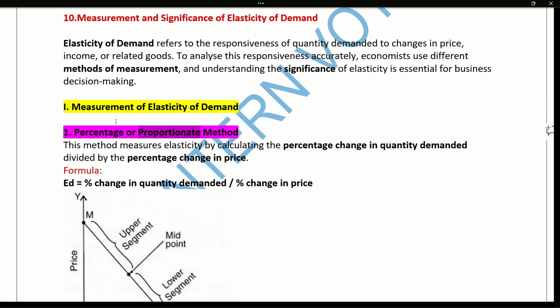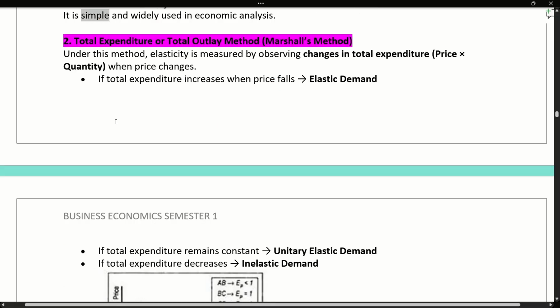Measurement of elasticity of demand. 1. Percentage or proportionate method. This method measures elasticity by calculating the percentage change in quantity demanded divided by the percentage change in price. Formula: ED = % change in quantity demanded / % change in price. It is simple and widely used in economic analysis.